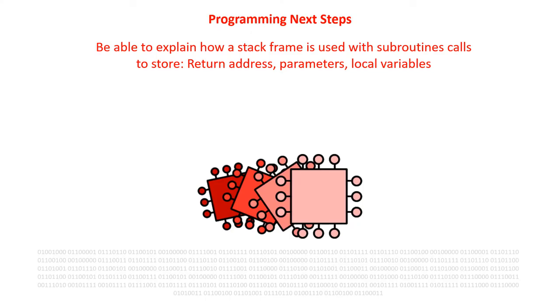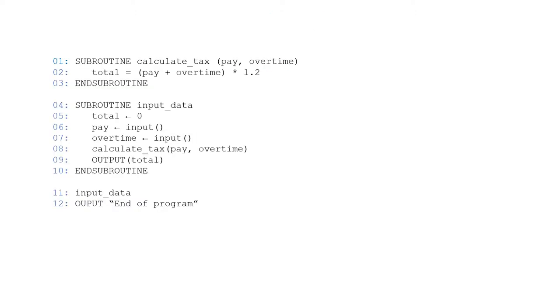By the end of this video, you'll be able to explain how a stack frame is used with subroutine calls in order to store return addresses, parameters, and local variables. So in order to explore this concept, we're going to use the program that you see here on the screen written in pseudocode.